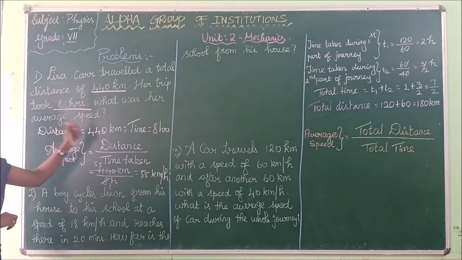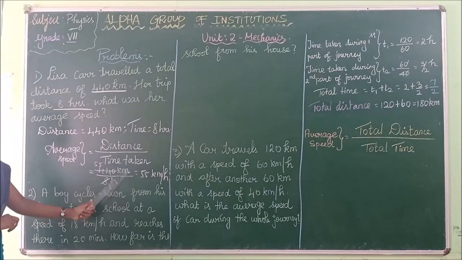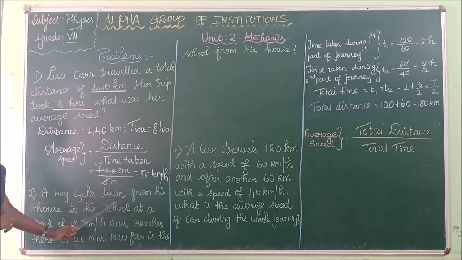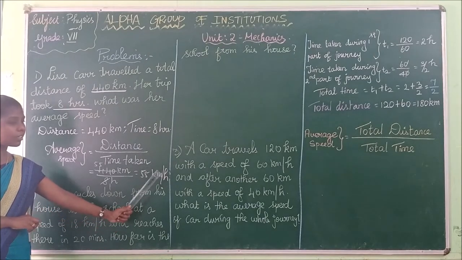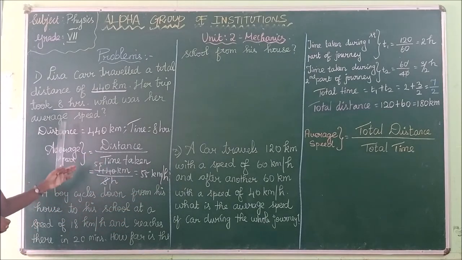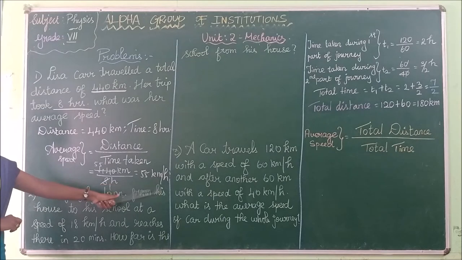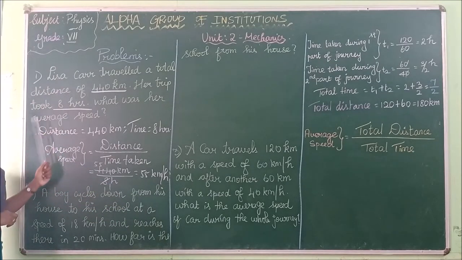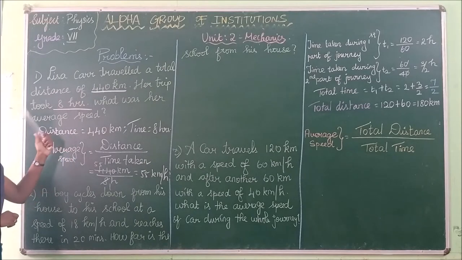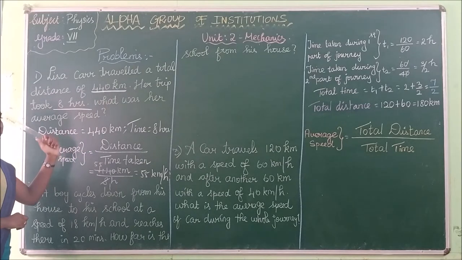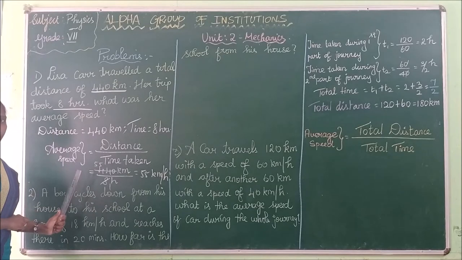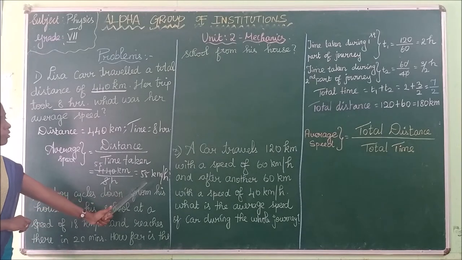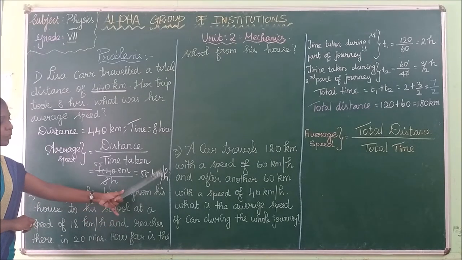The value for distance is 440 kilometer and time is 8 hours. If you cancel these two, the answer is 55 kilometer per hour. So the average speed is 55 kilometer per hour. Is this clear? Yes, they are asking us to find the average speed and they have given the values for distance and time. Substitute the values in the formula and the answer is 55 kilometer per hour.